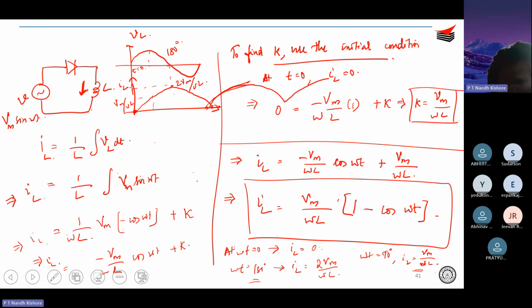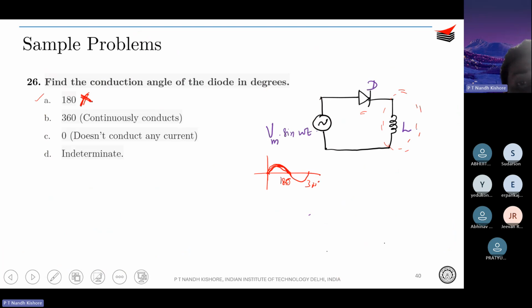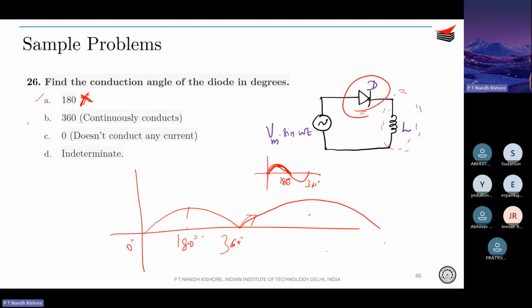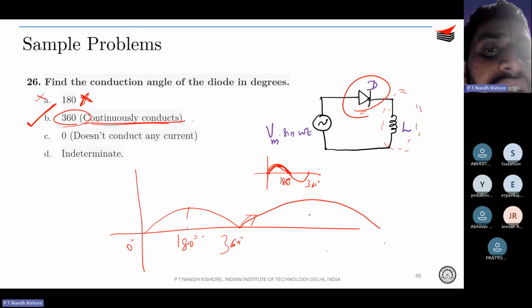Okay. Got it? So the answer to this question, find the conduction angle of the diode in degrees. We saw that the inductor current is something like this. This is 360. This is 180. This is 0. It reaches its peak at 180, goes to 0 at 360, and again it starts. So the diode is continuously turned on. This is the answer. Continuously conducts.